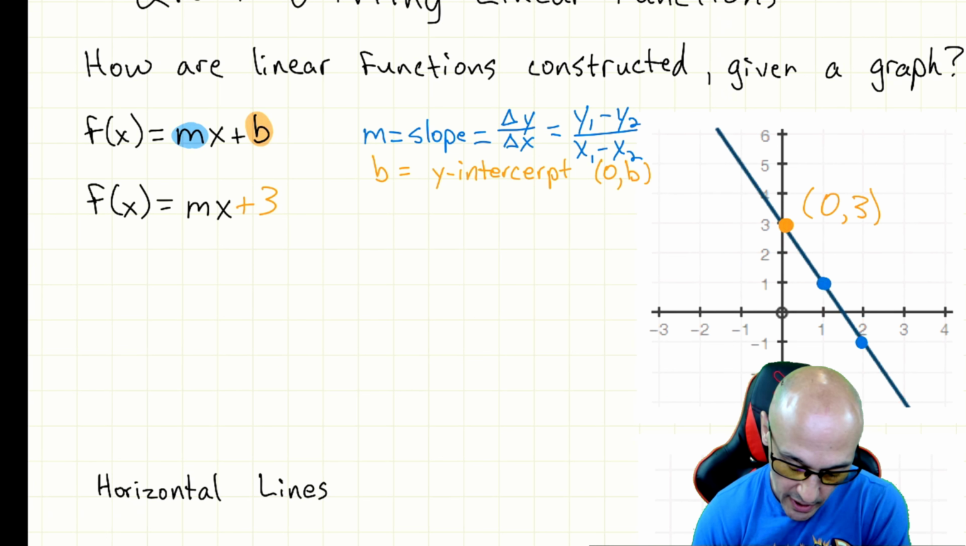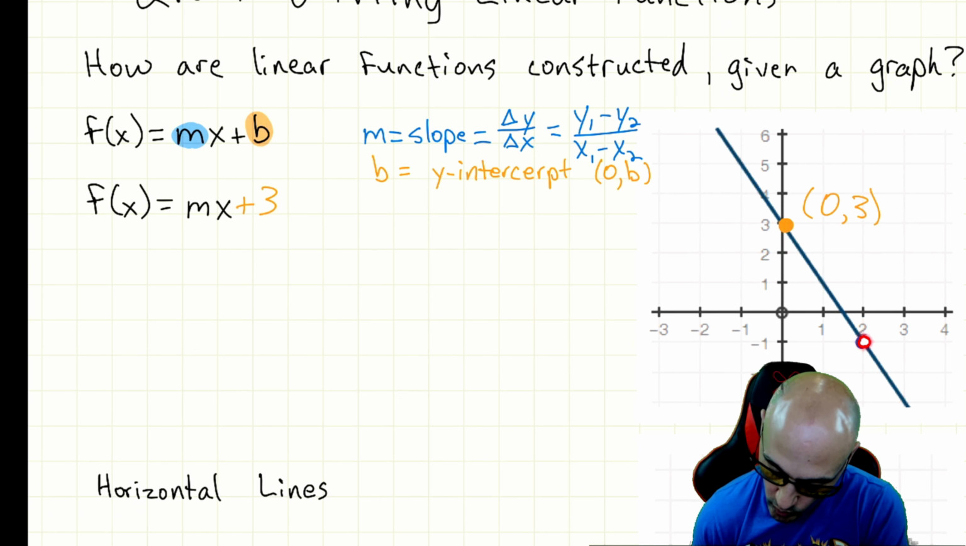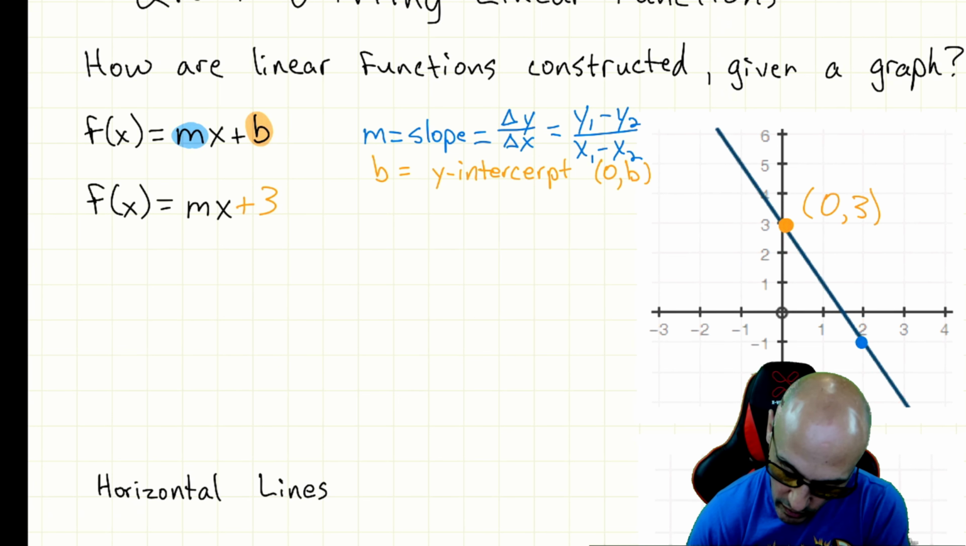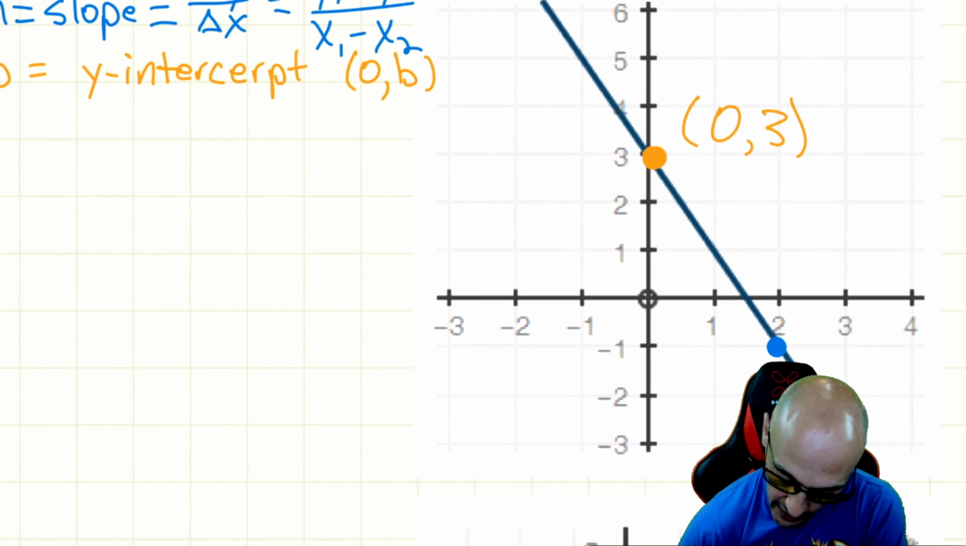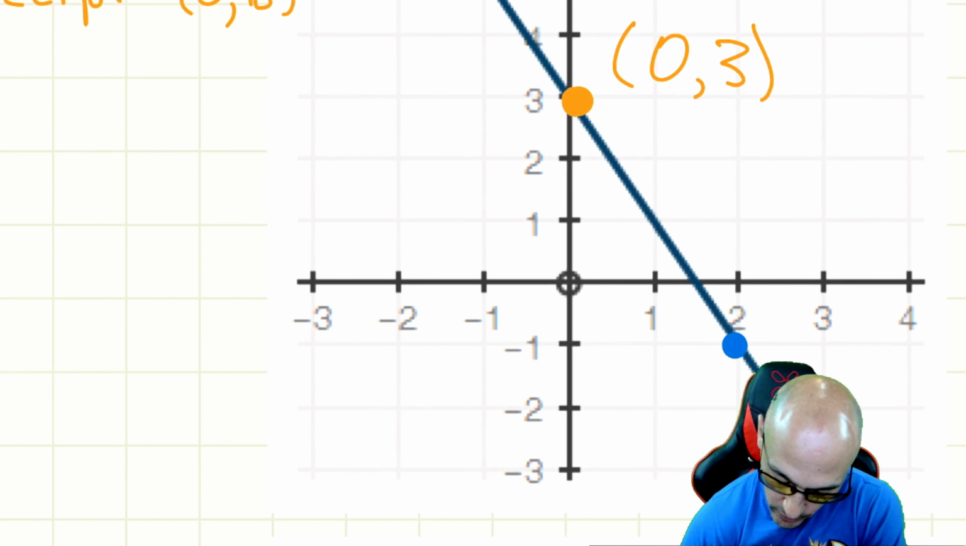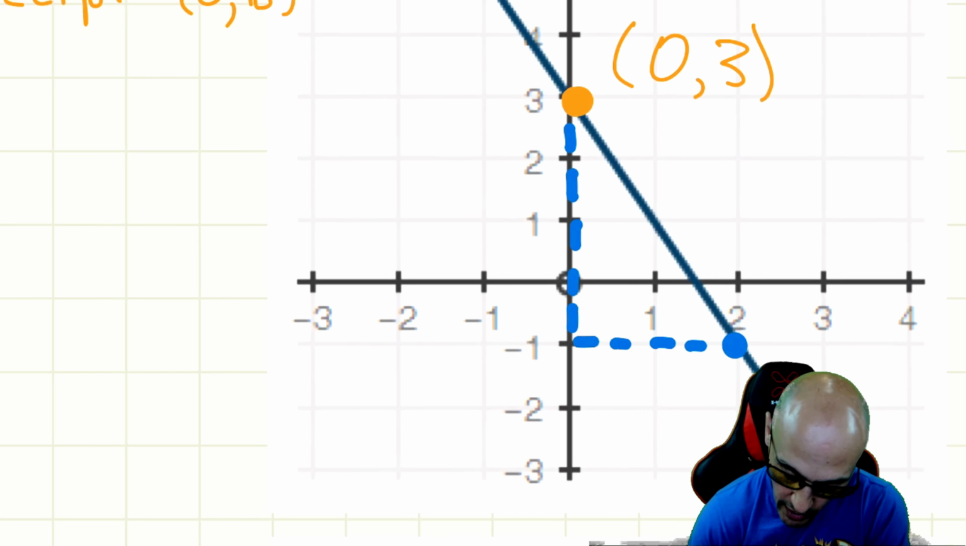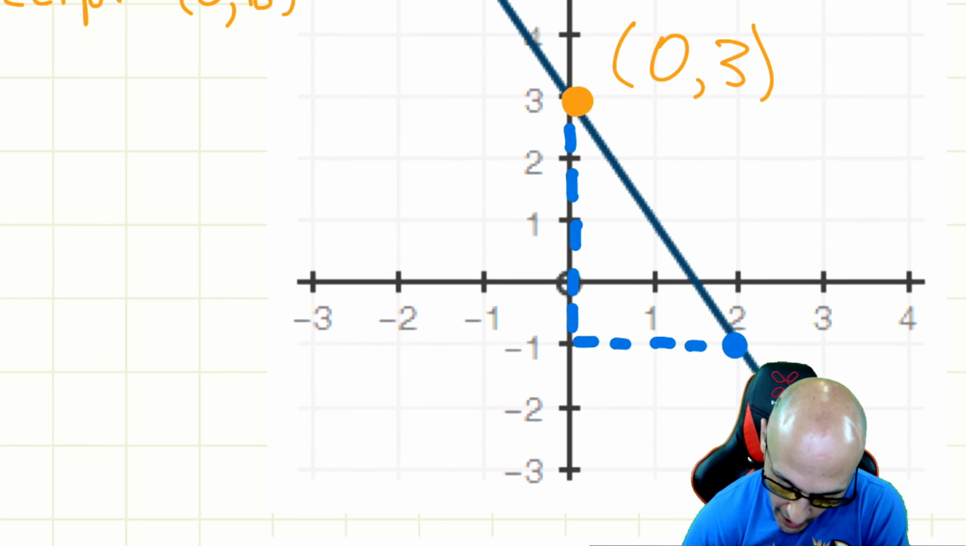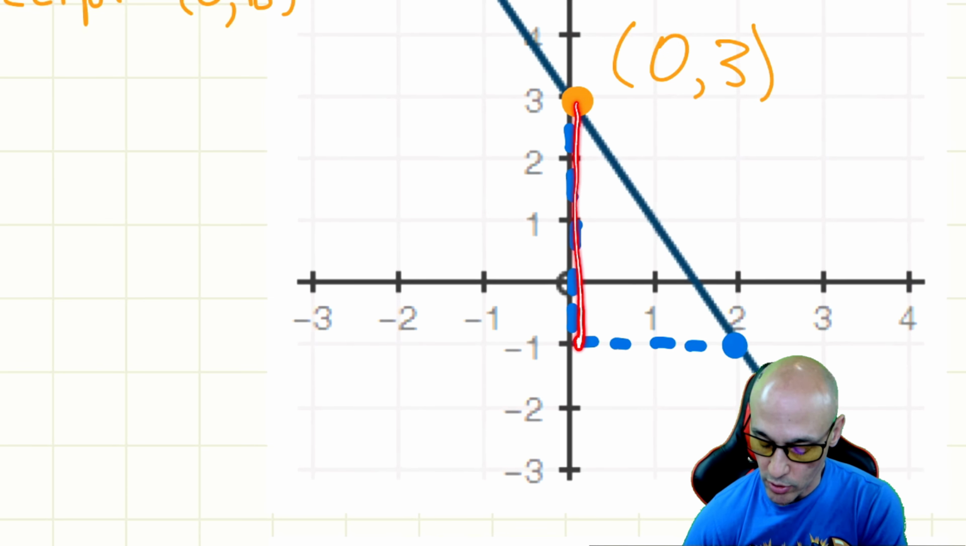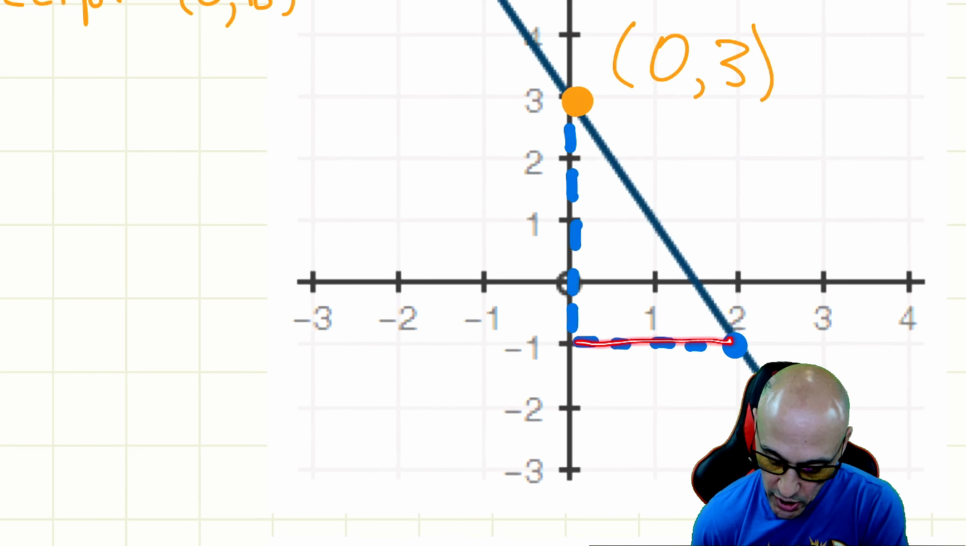And so I can use any 2 of those, and I'm going to use this point down here so that we can see this, what I'm going to call a slope triangle now. And the slope triangle is a triangle where we have a vertical part and a horizontal part, and the delta y, change in y, is the measure of that, and the delta x, the change in x, is the measure of that.